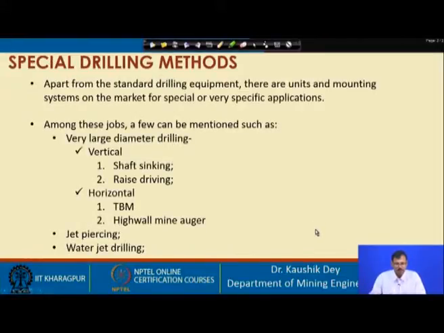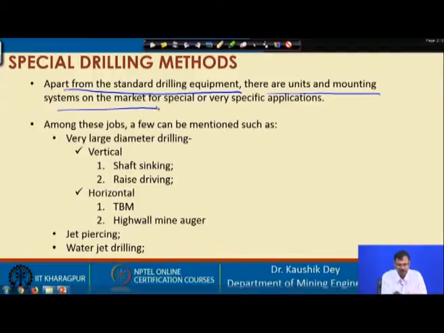So, let us see what these special methods are. Apart from the standard drilling equipment, there are units and mounting systems on the market for special and very specific applications. And what are these very specific applications? These are basically very large diameter drilling.